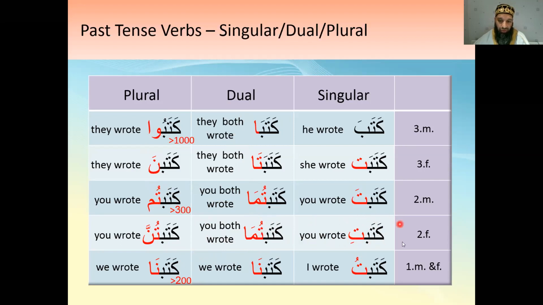Katabna means we wrote. How do we say, let's get some other verbs out here. Ja'ala means to make. So how would I say we all made? جعلنا. Ja'alna. How do I say you all made? جعلتم. Exactly. And how do I say they all made? جعلوا. Ja'alu. And this is it. It's this template. I'd say it's the second most important table in the whole of the lesson.